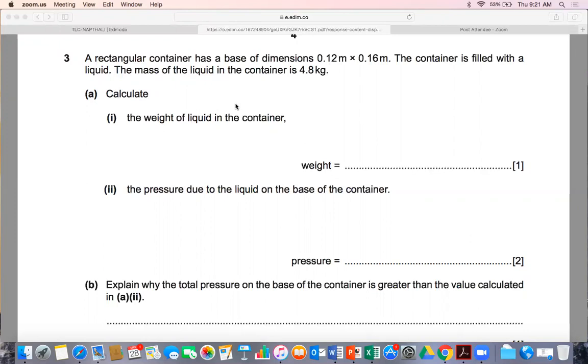Okay, let's look at number 3. The next question that I told you all to do is question 3. I have a rectangular container, with a base of dimensions 0.12 and 0.16. The container is filled with liquid. The mass of the liquid is 4.8. Calculate the weight of the liquid in the container. It has a mass of 4.8, but what is the weight? 4.8 times 10. To find the weight from the mass, I just times 10.